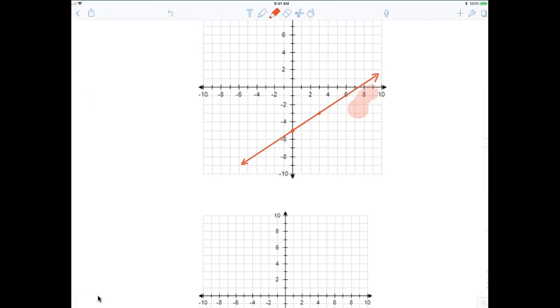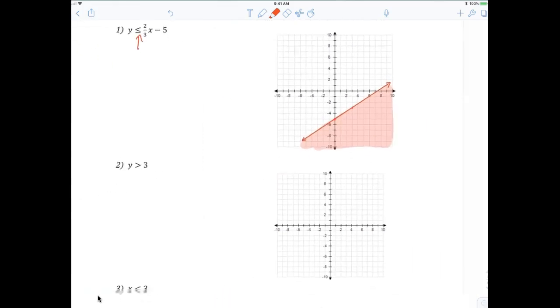So all you have to do is just make it big. That's all there is to it, guys. On a test, you won't need to highlight. You'll just shade it with your pencil lead. I told you, very, very simple.